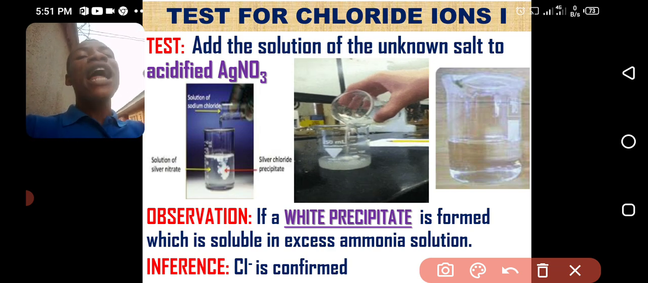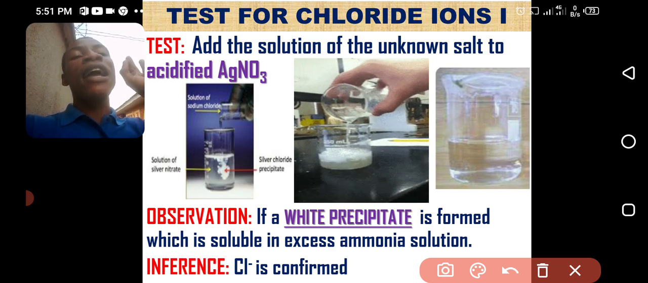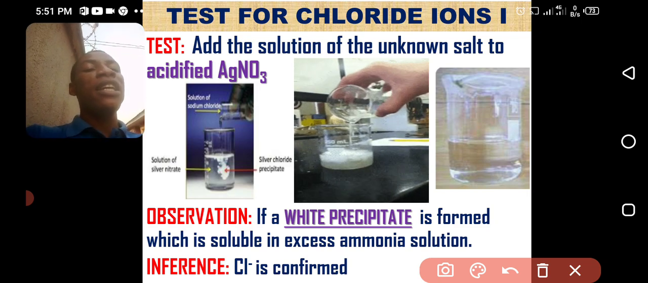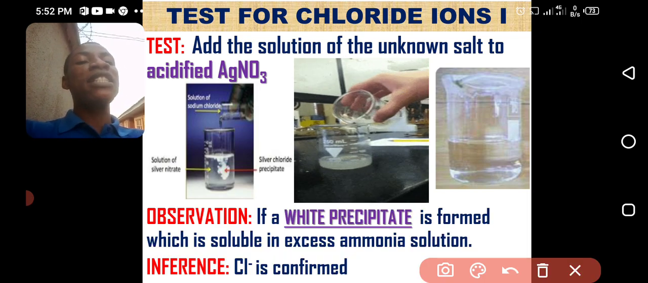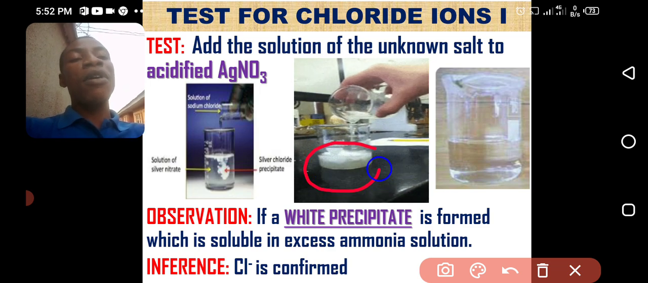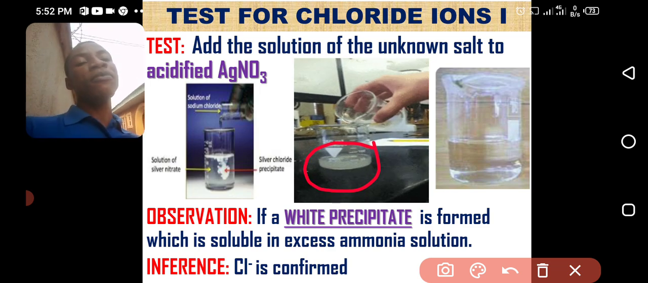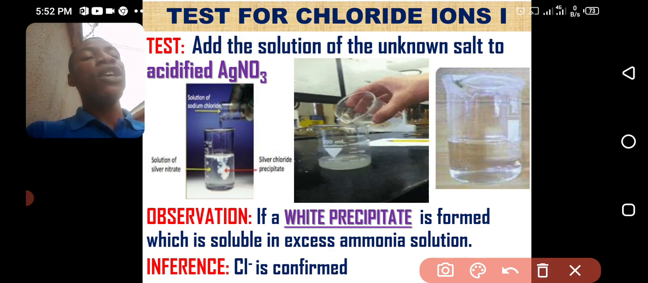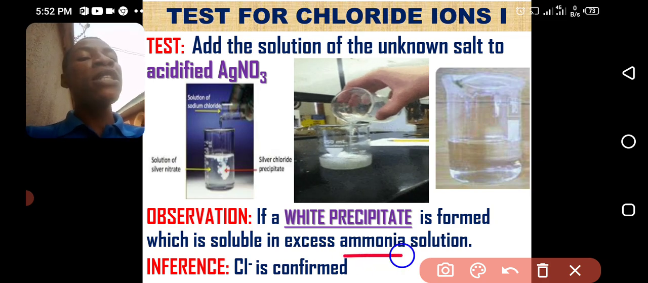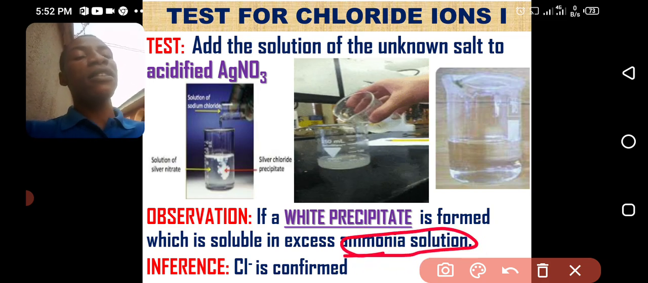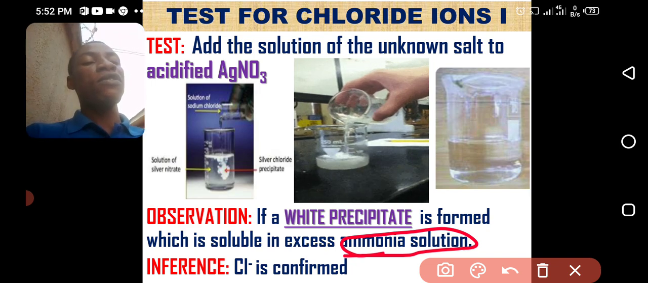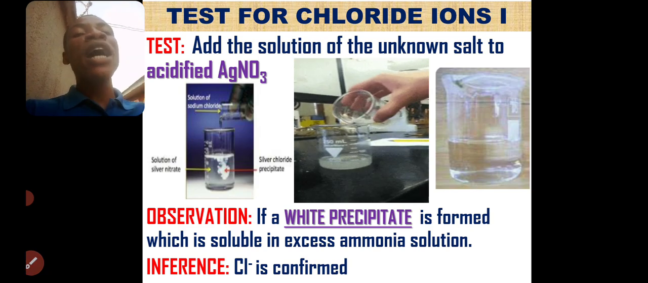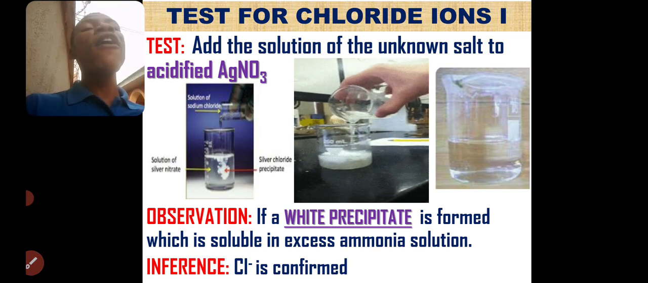All right, so when you add an unknown salt into a solution of acidified AgNO3, if it gives you a white precipitate, as you are seeing on your screen, it shows that it's possible that chloride ion is present. To confirm it, add ammonia solution to that precipitate. If it dissolves and gives you a colorless solution, then chloride ion is confirmed.